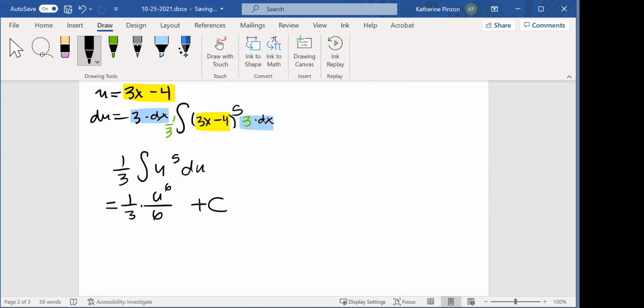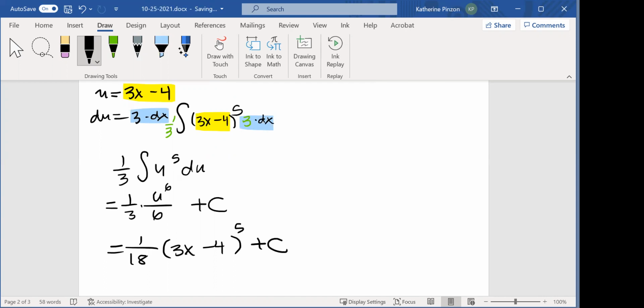Okay, the equation that I started with had x's in it, right? So in the end, my answer should have x's in it. How do I make this have x's? Yeah, u is 3x minus 4. So instead of writing u, I'm going to write 3x minus 4. So can I combine these? 1 over 18, 3x minus 4 to the 6th plus c.